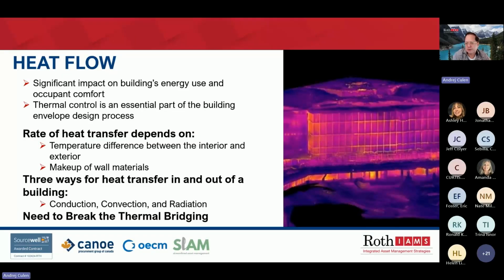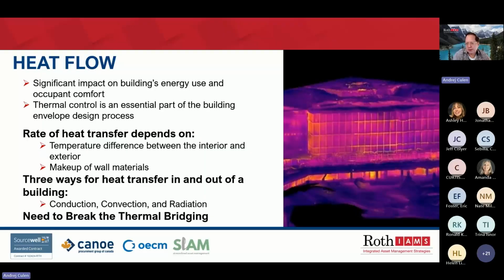The rate of heat transfer through the wall depends on two things: the temperature difference between the interior and exterior, and the makeup of the wall materials. Some materials such as glass, concrete, and all metals transfer heat very well and are called conductors. Other materials such as fiberglass and foam sheathing are referred to as insulators with a high resistance to heat flow.